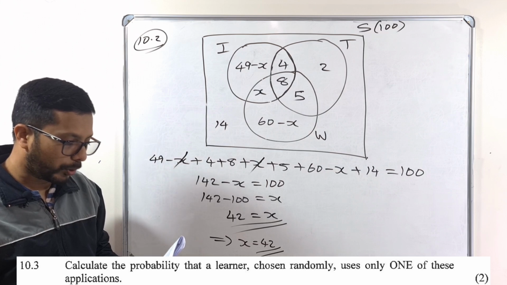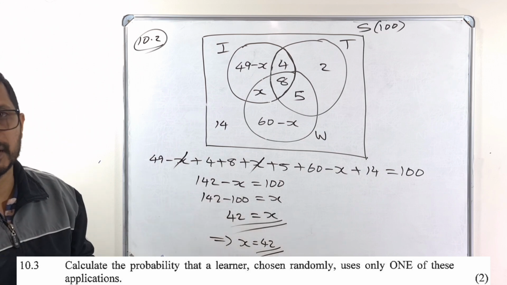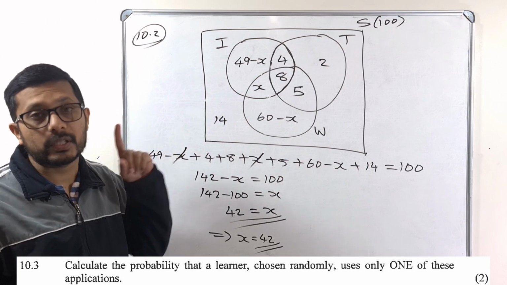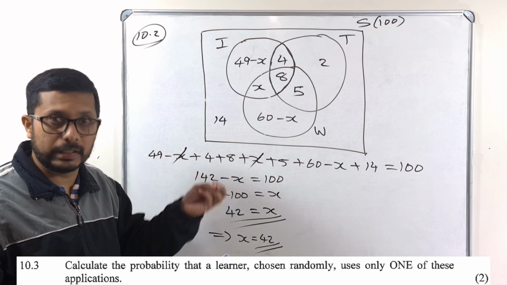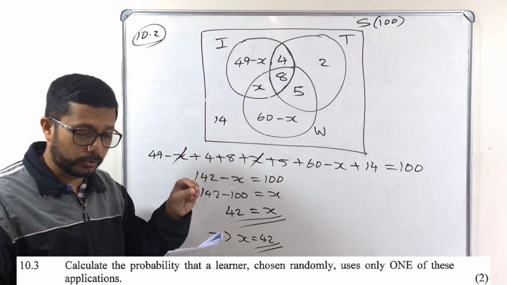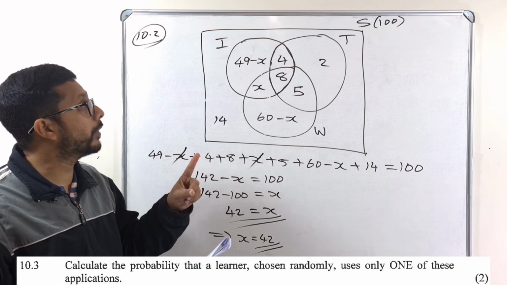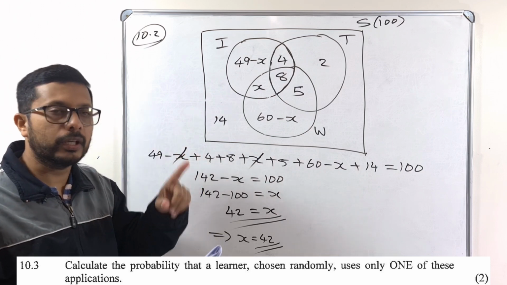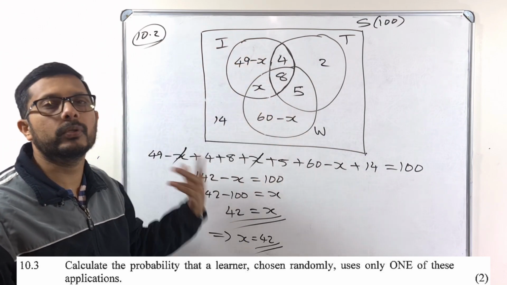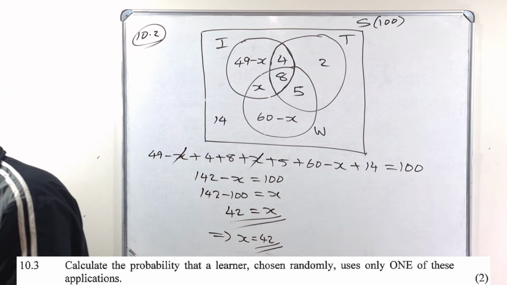10.3. Calculate the probability that a learner chosen randomly uses only one of these applications. So what is the meaning of that? Only one of these applications, you have to write the probability of getting a learner. That means either it's only Twitter, or only Instagram, or only WhatsApp, and what is the probability to get it like that. So before I start finding that one, let me find this one.